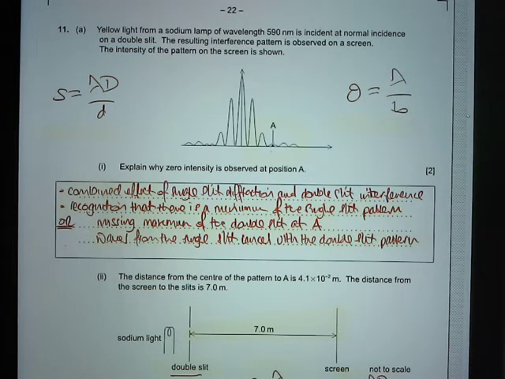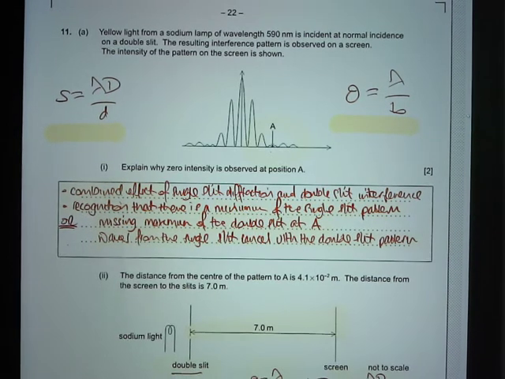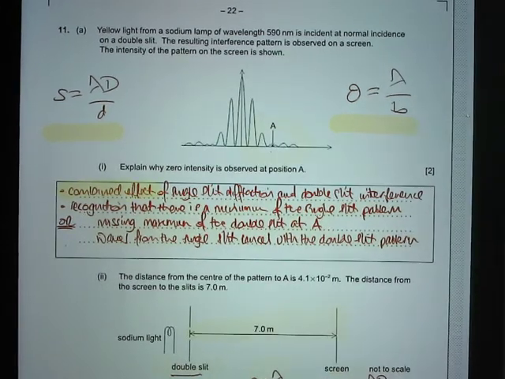Okay, this first question is talking about both a single slit, which is this expression here, and a double slit combination. So why is there zero intensity observed at position A? You have to bring in that there's a combined effect of the single slit diffraction pattern and the double slit interference for the first mark.